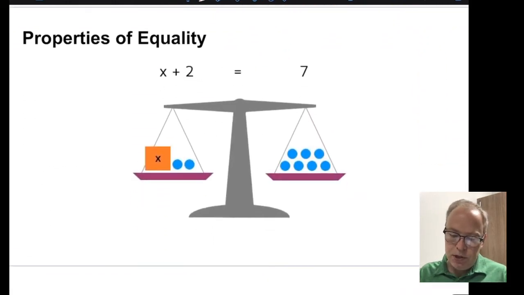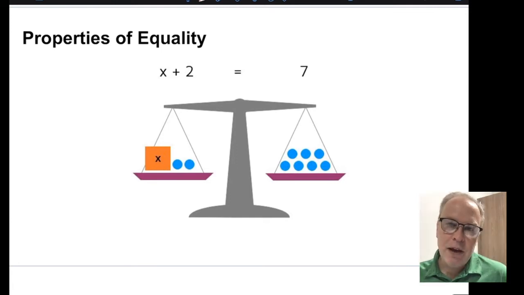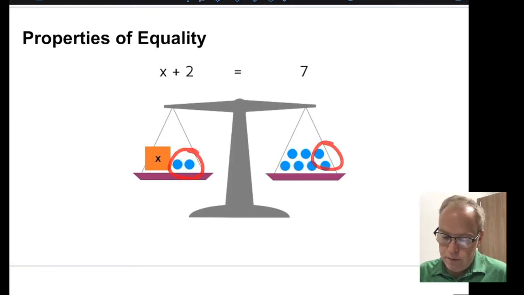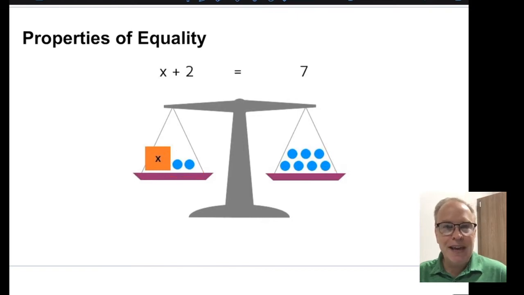Now there are properties of equality, and all this means is those 4 things that you learned in Algebra 1, where when you're dealing with an equation, as long as you do the same thing to both sides. So I've got 2 here and 2 over here. As long as I get rid of both of them, my balance is still balanced. It doesn't get messed up. That's really important to understand.